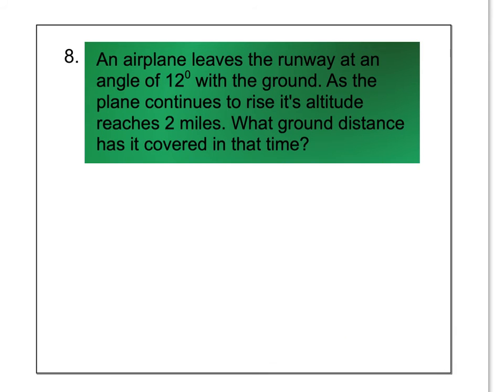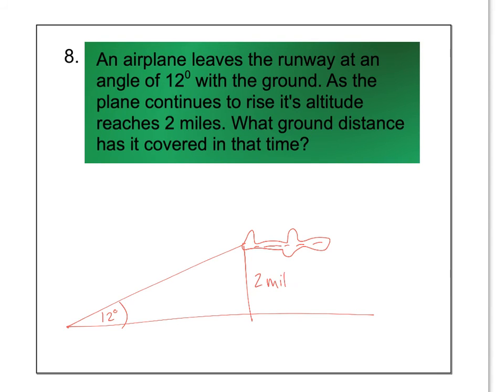Last question. Please pause the video and try number 8. An airplane leaves the runway at an angle of 12 degrees with the ground. So here is our airplane. It's up in the sky, and it left at a 12-degree angle. As the plane continues to rise, its altitude reaches 2 miles. So it is 2 miles above the ground. What is the ground distance it covered in that time?